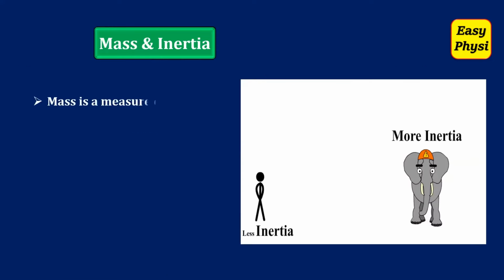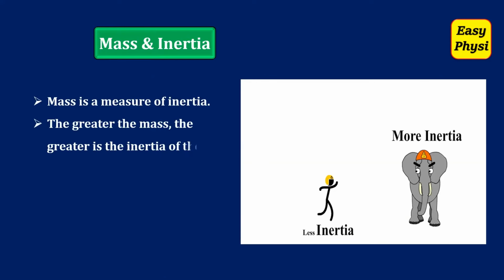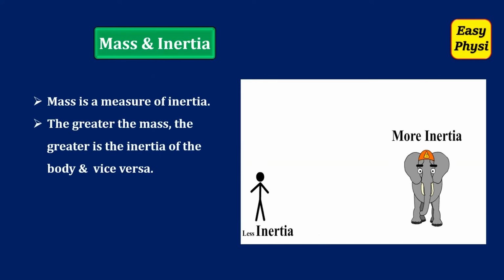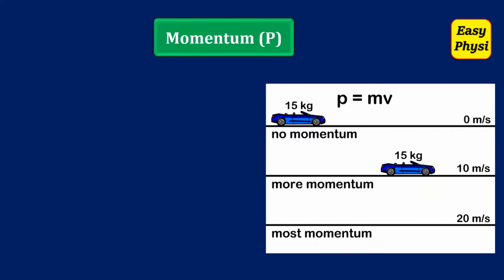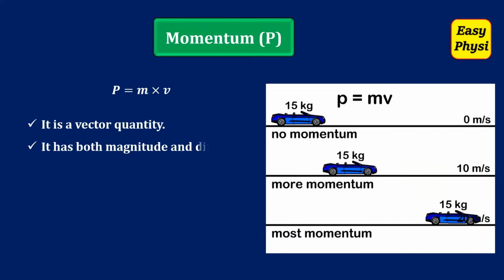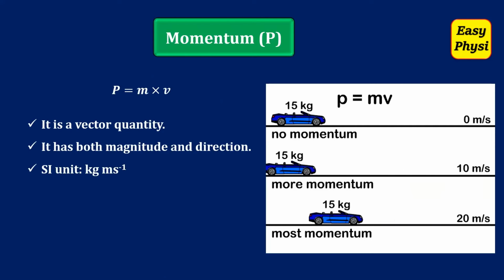Mass and inertia. Mass is a measure of inertia. The greater the mass, the greater is the inertia of the body, and vice versa. Momentum: P is equal to m into v. It is a vector quantity. It has both magnitude and direction. SI unit is kg meter per second.